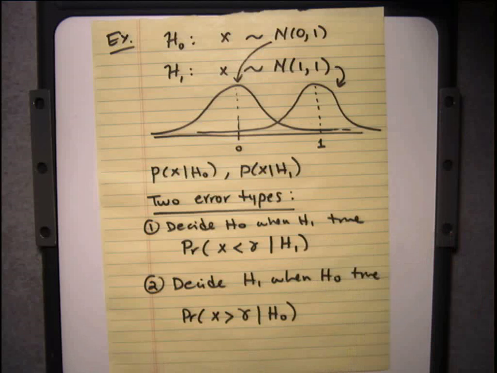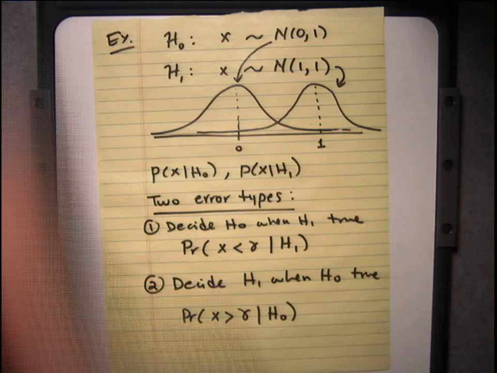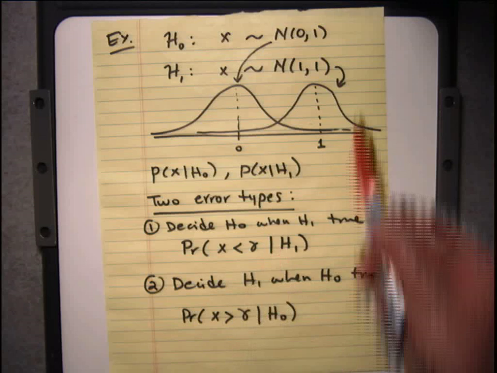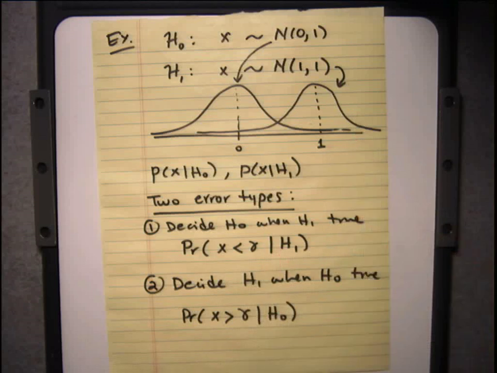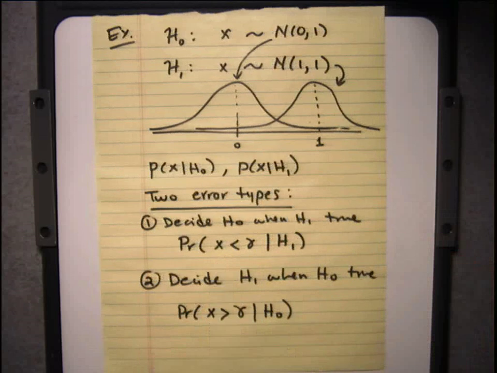And now I want to look at these two probabilities of error and see how these two things are affected based on how I choose my threshold. Okay, so let's take a look at what these probabilities look like in this picture. First, let's look at this one. What is the probability that x is less than gamma given H1?